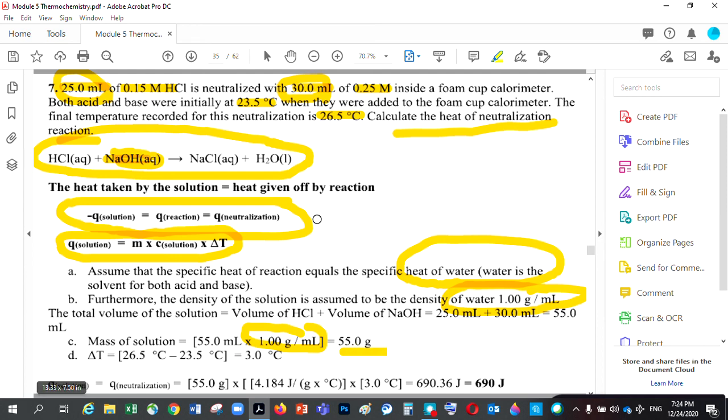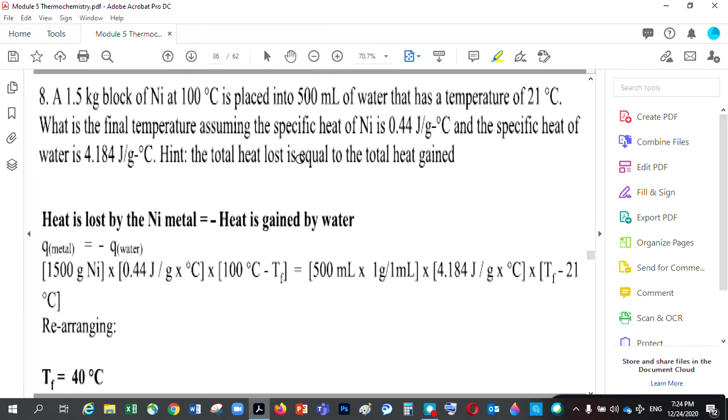Delta T: we know the final is 26.5, minus the initial 23.5, is 3. Then put the whole thing together: the heat of solution, or heat of neutralization, or heat of reaction, is 55, the mass, multiplied by the specific heat of the solution, which is the specific heat of H2O, multiplied by delta T, and we end up with 690 joules. Let's go further.